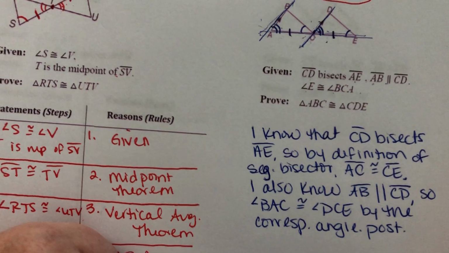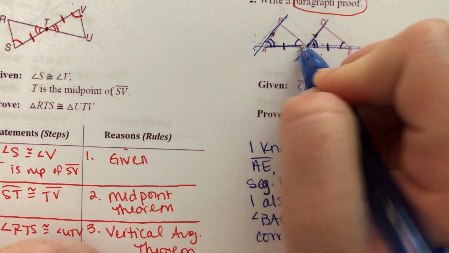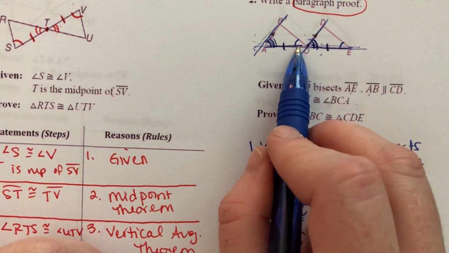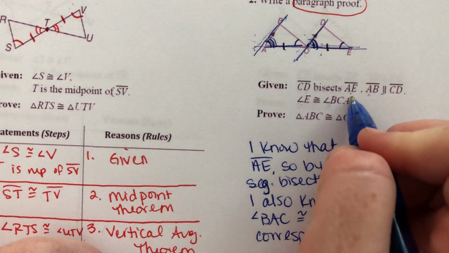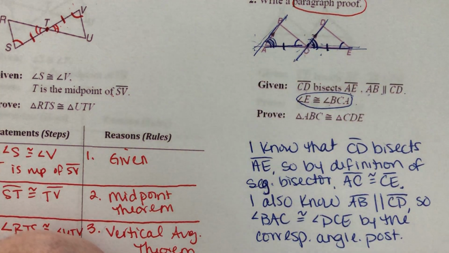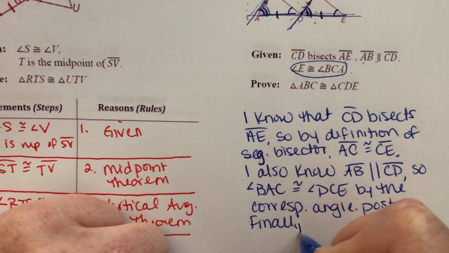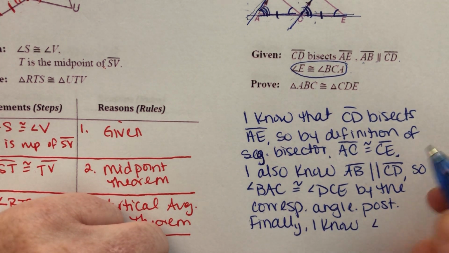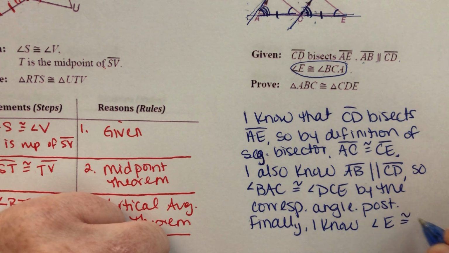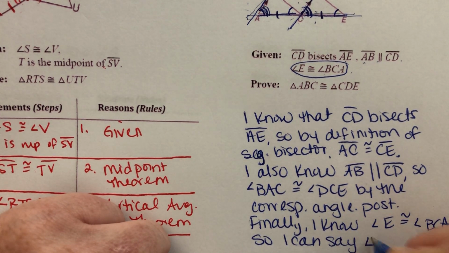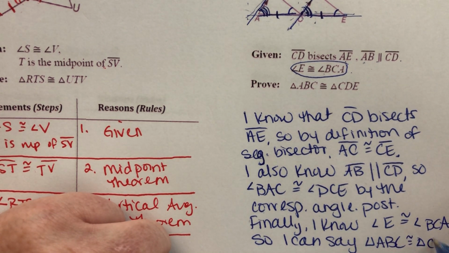So now I've got two congruency statements. I've got this line right here is congruent to this line. I've got this angle is congruent to this angle, and then it tells me in the given, I haven't listed it yet, but it still tells me up here that these two angles are congruent. So I'm going to list that last. Finally, I know angle E is congruent to angle BCA. So I can say triangle ABC is congruent to triangle CDE, my proof.